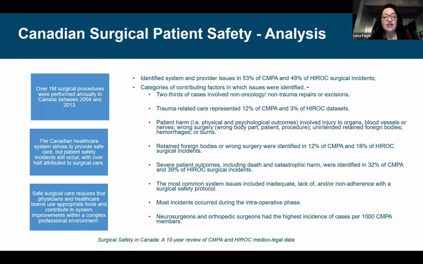And most of the incidences occurred during the intraoperative phase. So in the operating room, not pre-op, not in the recovery room. And of the specialties that had the highest incidences, it included neurosurgeons and orthopedic surgeons.